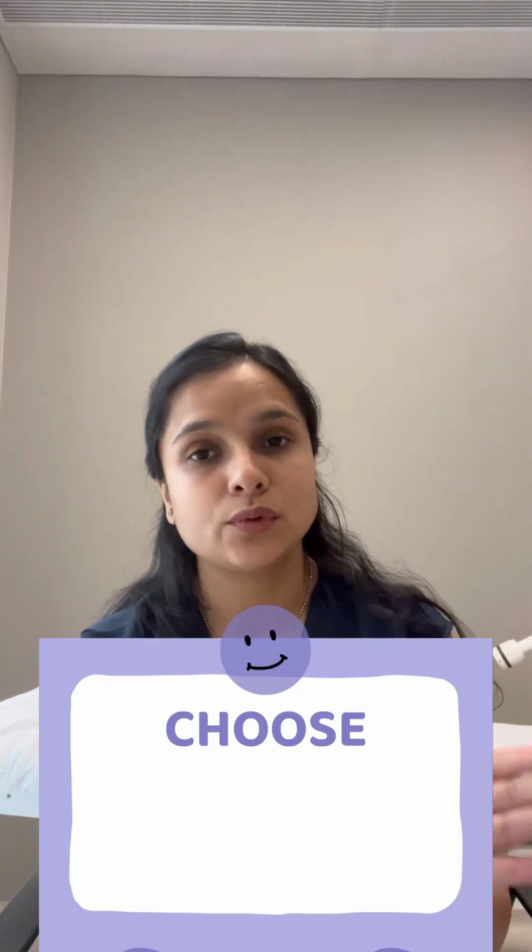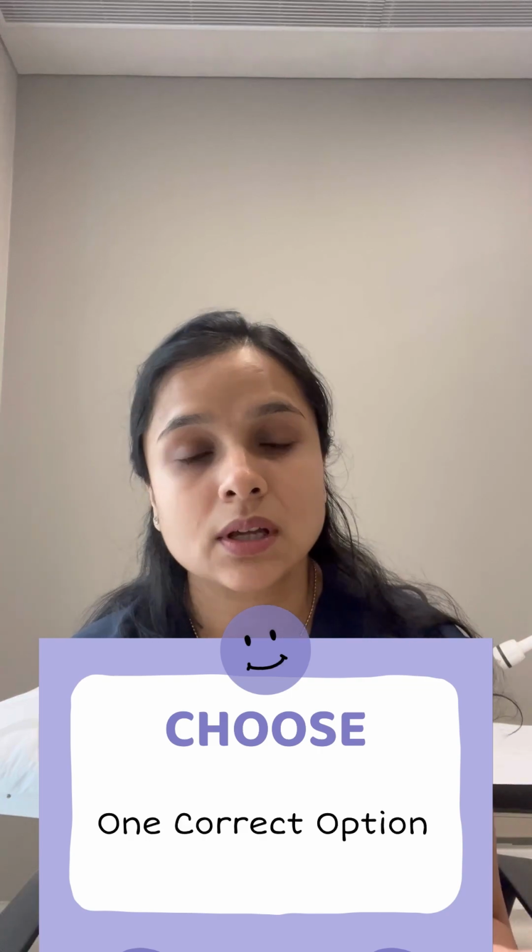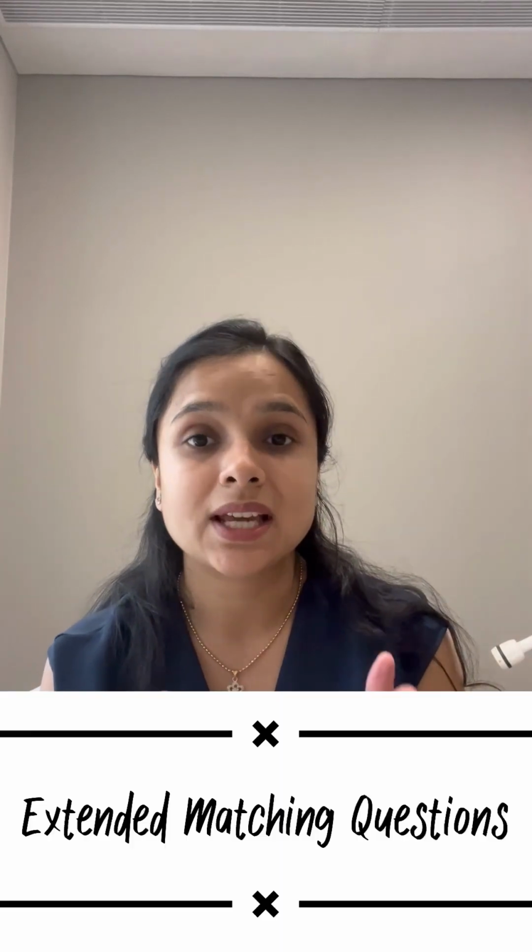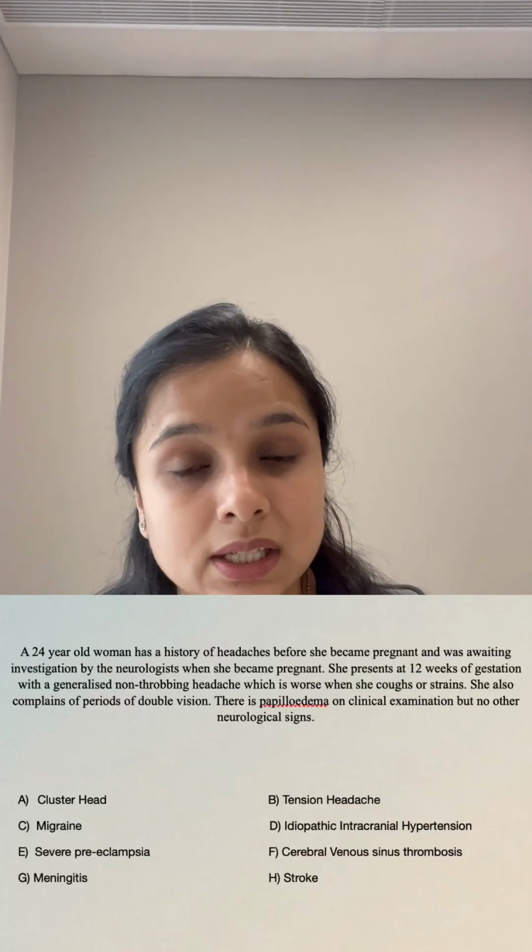Now SBAs are single best answer questions, which are like MCQs that you did in Part 1 exam. You have to choose one correct option among 4 to 5 options. Now EMQs is something different. It stands for extended matching questions. They'll give you a long clinical scenario and a long list of options, and among those options you have to choose the correct option. So that is something different and difficult.